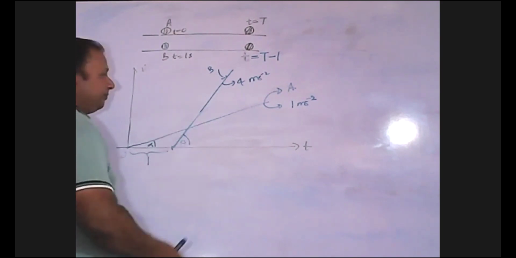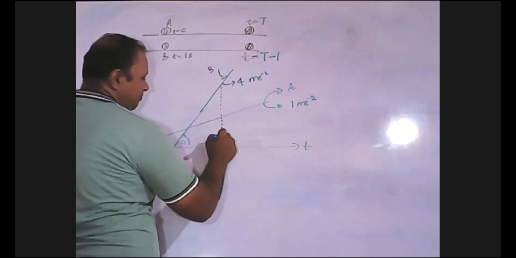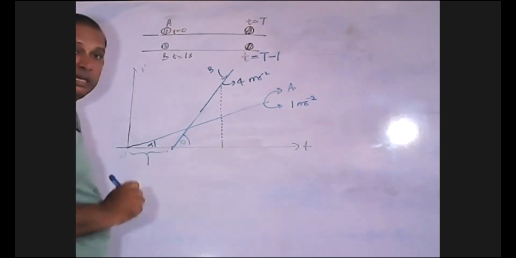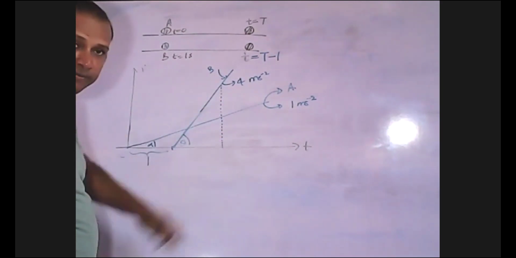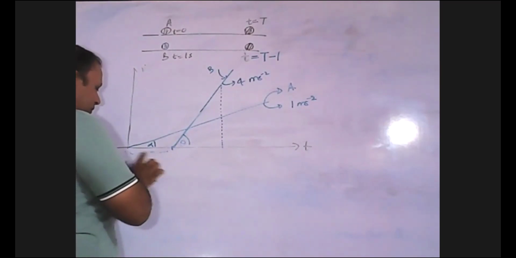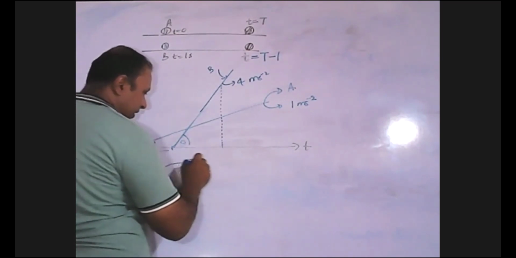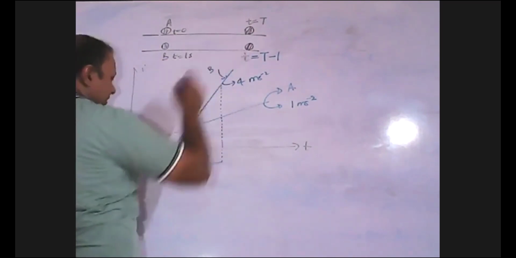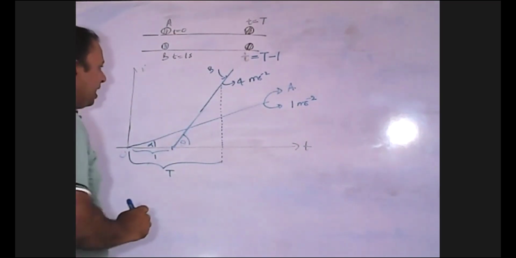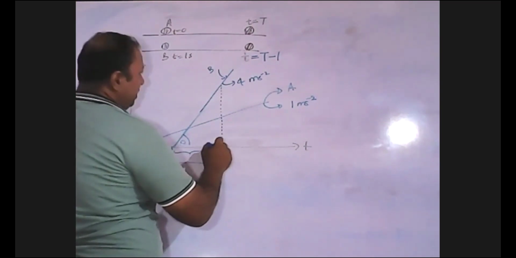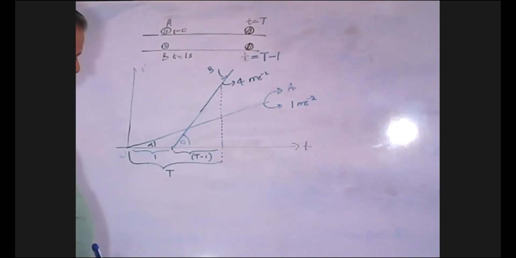Okay, you have to mention that thing. Suppose B passes A at this point, and suppose the time taken by A is capital T. Time taken by A is capital T, and time taken by B is T minus 1. Okay.